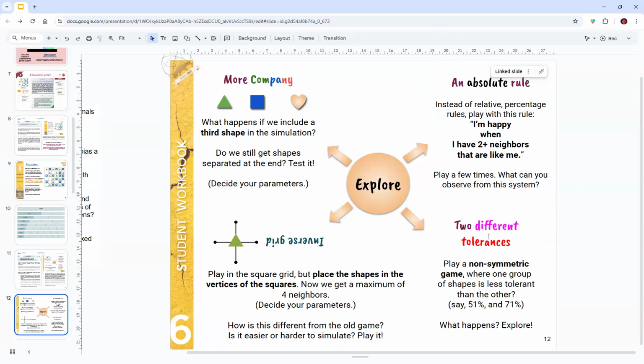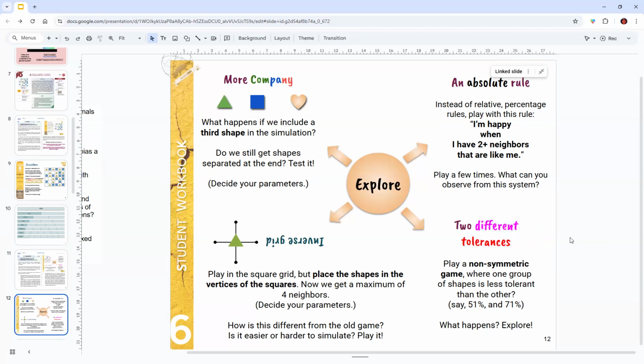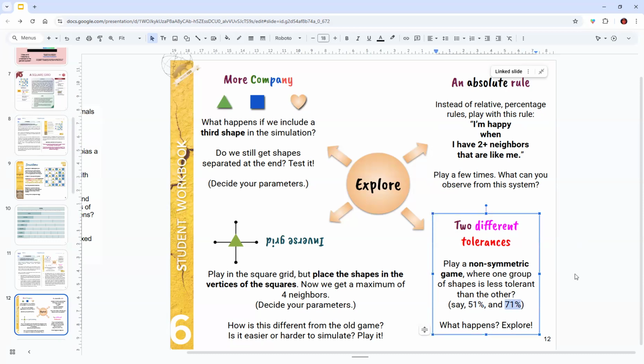The final, and probably more involved, I wouldn't say harder, because all of them can be very deep. It's called 2 different tolerances, where you make this asymmetric, non-symmetric, and one group is more tolerant than the other. The other is less tolerant. So for example, one shape with 51%, the other with 71%, and see what happens.